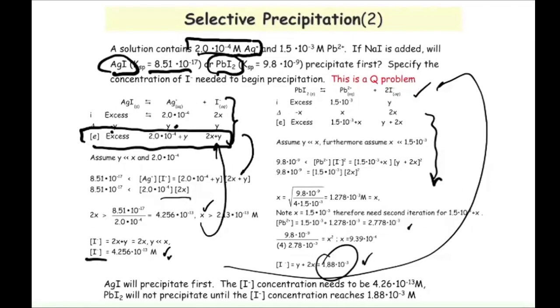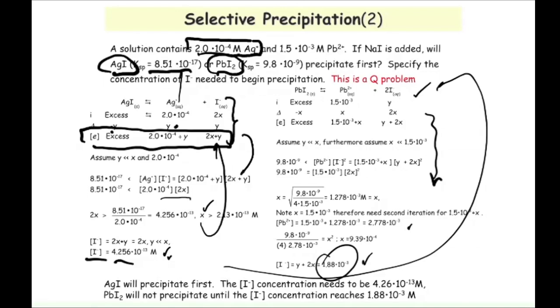If sodium iodide is added, will silver iodide or lead iodide precipitate first? Look at the smaller value. The smaller value is 4.256 times 10 to the minus 13 versus 1.88 times 10 to the minus 3. The smaller number means that it's going to be the least amount that you would need to get a precipitate. That means that the silver iodide, and it makes sense just because of that KSP value right here, is going to precipitate out first, and then the lead iodide will precipitate out second.